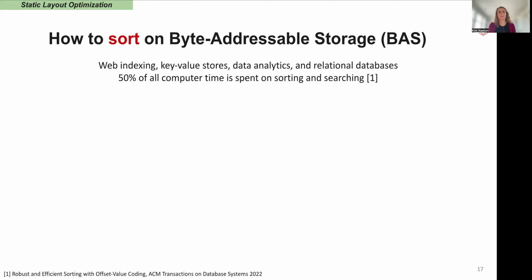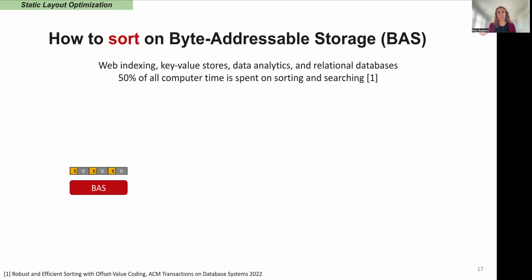Sorting, interestingly, at least according to this paper from 2022, accounts for 50% of all compute time, still spent on sorting and searching. So sorting is clearly an important application in data centers today. And this paper is from Google. The simple question that we want to ask is, let's take this super important data-intensive application. How do we use this new device, called BAS, and sort on it?